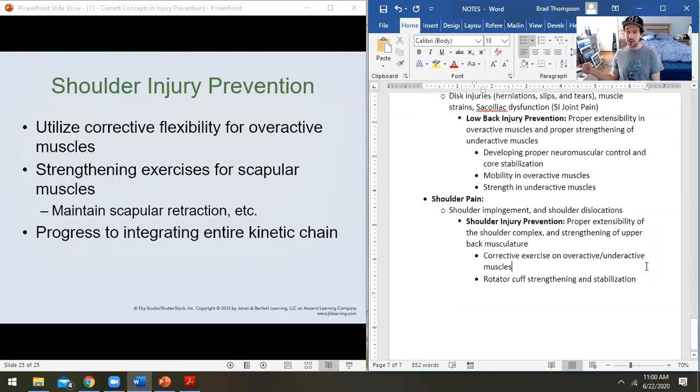So working on external rotation is going to be key. External rotation strength. And then one other one that's going to be big, and you can see it up here, is scapular strength and stabilization.